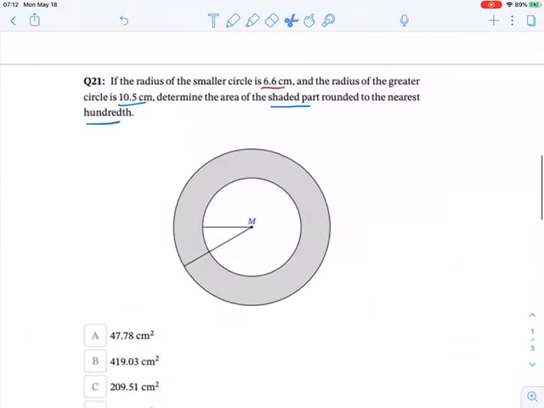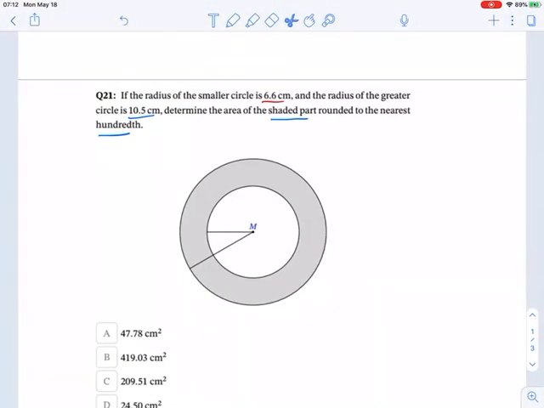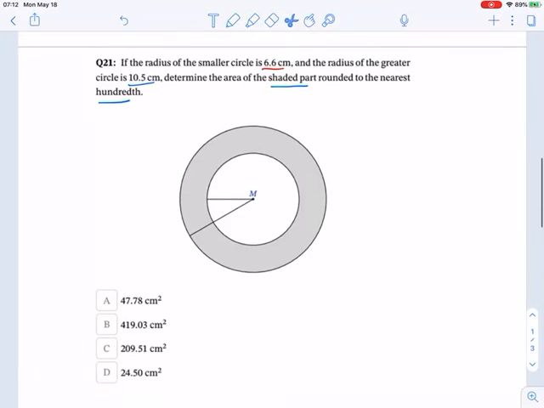All right, question number 21. I did this earlier, but my recording didn't stick, so let's try this again.